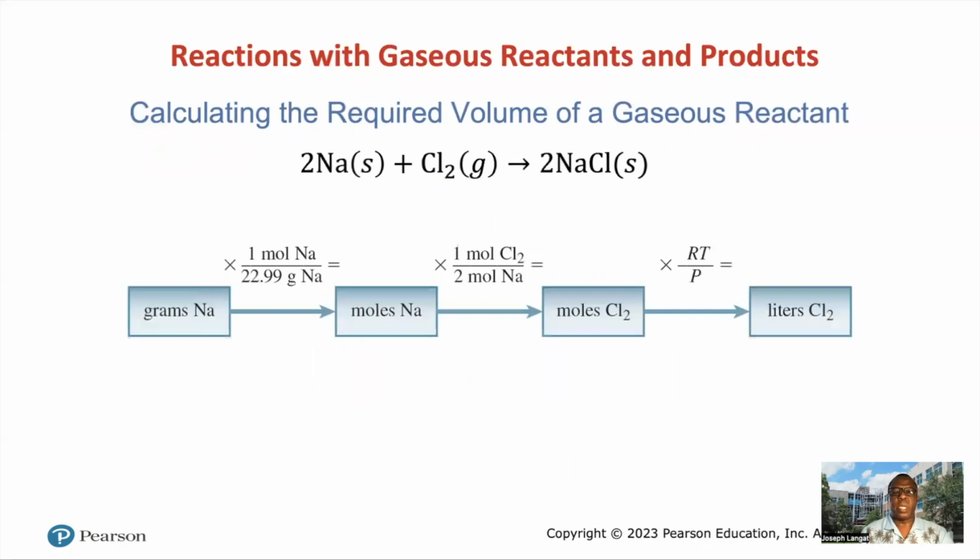We have looked at converting between grams and moles using the molar mass of a compound, and the stoichiometry between the two reagents. For example, 1 mole of chlorine gas reacts with 2 moles of sodium, and then from the number of moles we can use PV = nRT, where R is the universal gas constant. This is the flow chart to follow when calculating reactions involving gases.